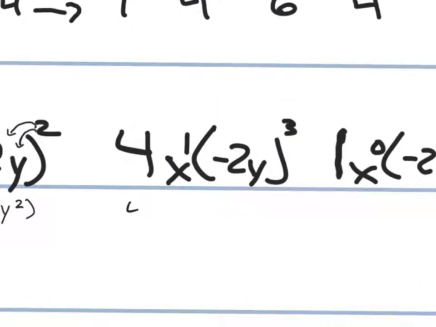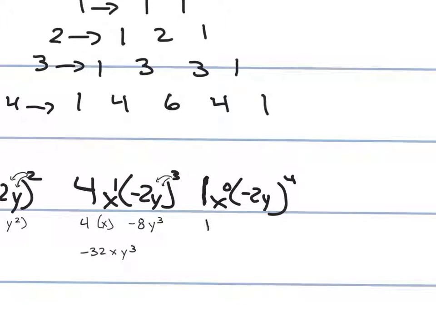Next up, 4 times x times negative 2y to the 3rd power. This 3rd power is going to go to each of those there. So negative 2 to the 3rd power is negative 2 times negative 2 times negative 2, which is negative 8. And then that y also gets the 3rd power. Well, 4 times negative 8 is negative 32. There's an x, and there's a y to the 3rd power.